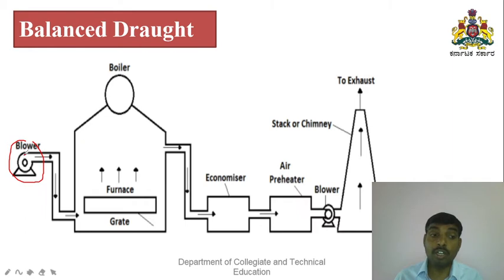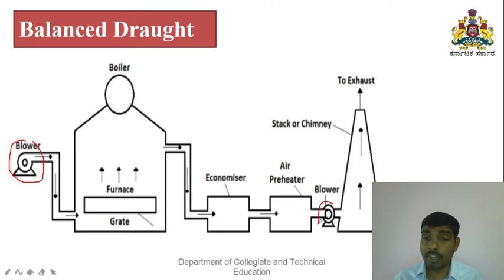Here the blower will supply air under pressure to the grate for the purpose of combustion. After combustion the flue gases are liberated and will flow to the economizer with some force by the application of the blower. Here heat transfer takes place. Again it is fed to the air preheater, where also some heat transfer takes place.